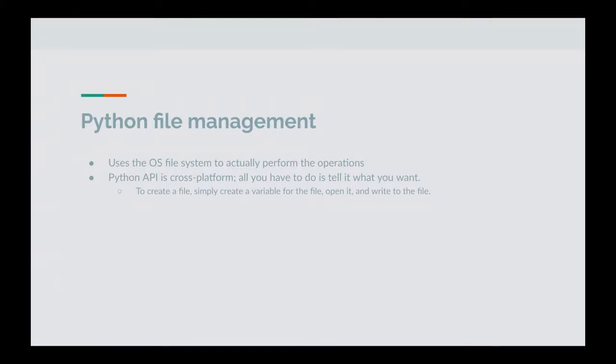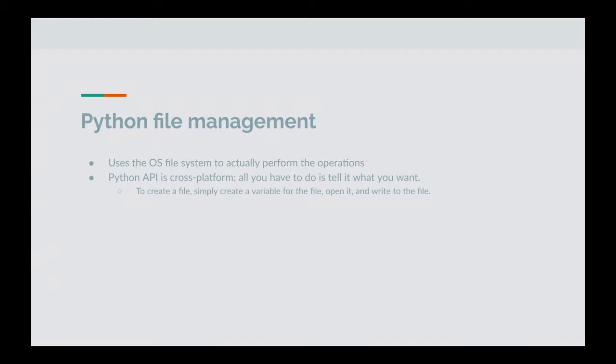Python uses the operating system file system structure to actually perform operations. So the file system has its own way of accessing data files, and that's dependent upon the operating system. But Python has a file access API, which allows Python to be cross-platform. So as long as there's a Python interpreter available for your operating system, Python knows how to deal with that operating system and perform file access.